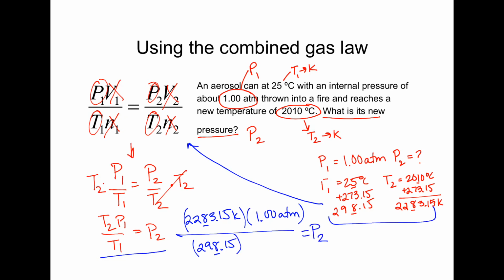All right, on my calculator, I got 7.657, and my units are, let's see, that's Kelvin, it's atmospheres. 4 sig figs. This had 3, this had 3, and this had 3. So this is going to have 3, and I should get 7.66 ATMs.